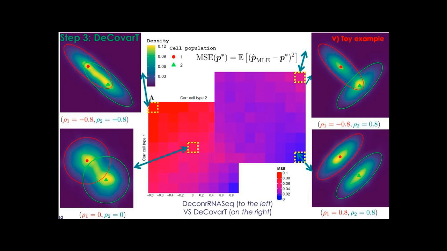Just a point on the metric used: I just used the mean squared error between the inferred cellular ratios and the ones that were used for running the simulation. The other thing to retain from this really simplified modeling framework is that Decovart seems to exhibit overall better performance compared to more traditional approaches like DeconRNASeq, as you can see with the bluish colors. The lower the mean squared error, the bluer the color, and the better the performance overall. Okay, so let's conclude now.